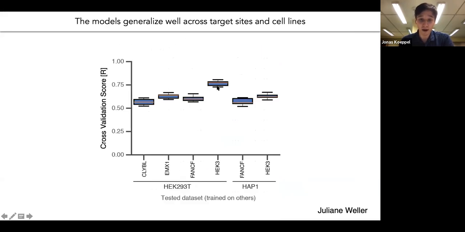And then finally, how well does it generalize? So what we did here is we trained the model and withheld data from one target site, and then trained it on all the other ones and looked at how well it would perform. And you can see that it generally performs pretty well, even if a target site has never been seen before.